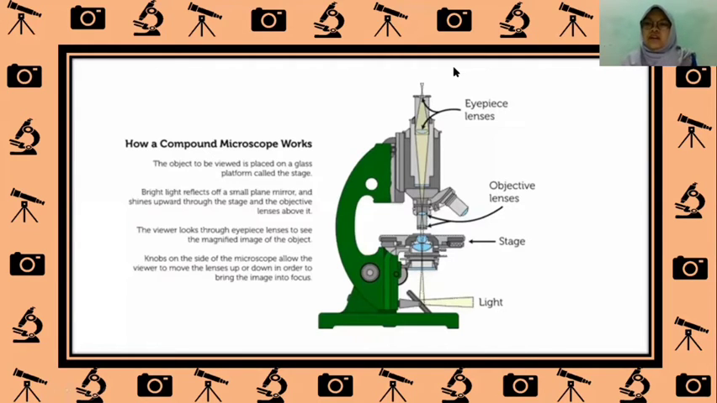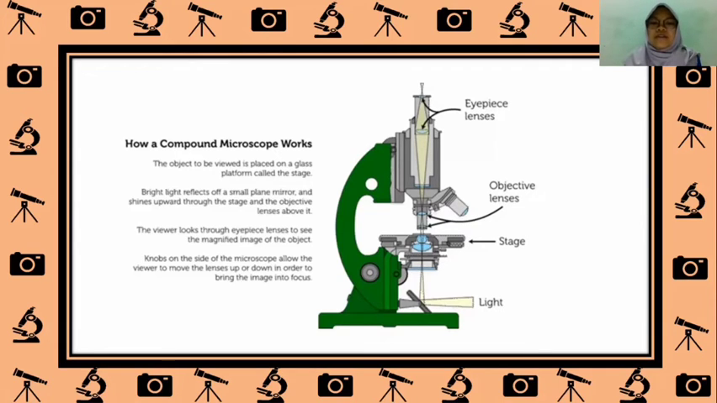When we start to observe a tiny thing, such as a cell in a leaf, we put it on this surface, and this is called the stage. The object to be viewed is placed on a glass platform called the stage, and bright light reflects off a small plane mirror. So we have the mirror here.